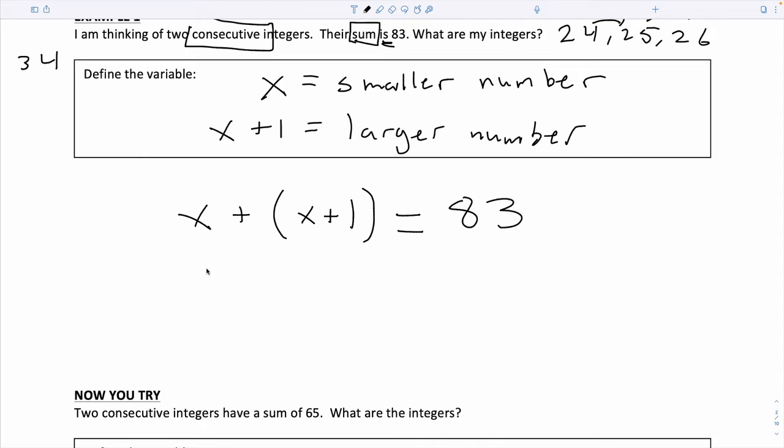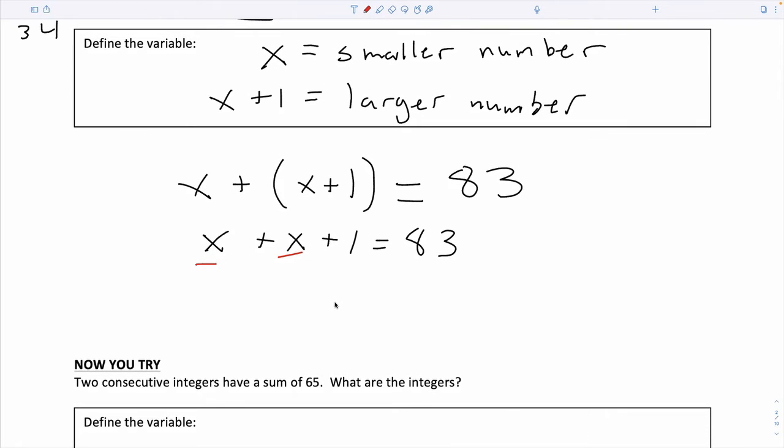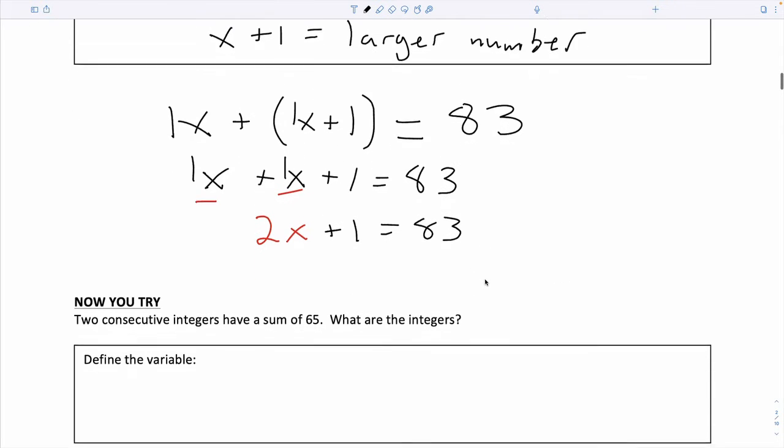Okay. If I were to rewrite this, you can just erase the parentheses because there's no number outside to distribute, no negative to distribute. Combine like terms for me. How many x's total do I have? 2x. Remember, you can always put 1 in front of x if that helps you. You could write it like that. And then you have 1 left over here. It still equals 83. This looks like a better equation to solve.